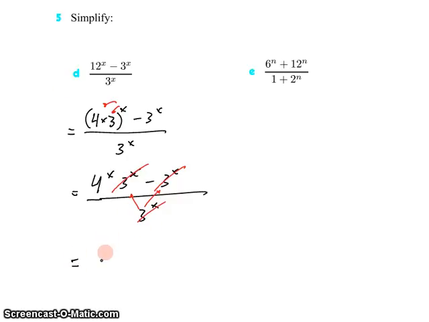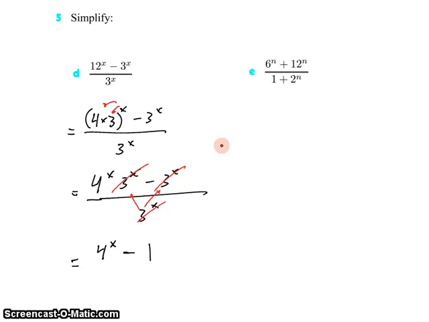3 to the x divided by 3 to the x is 1, and 4 to the x times 1 is 4 to the x. 3 to the x divided by 3 to the x is also 1, though, so I have a take 1. Can't forget about that. These two cancel, and they leave an implied 1, which you can just ignore. These two cancel, and also leave a 1, but you can't imply it. You need to write it out, because 4 to the x is not the same thing as 4 to the x take 1.